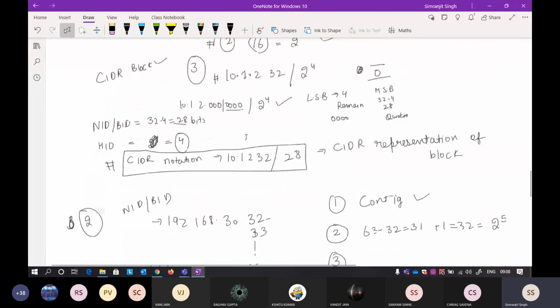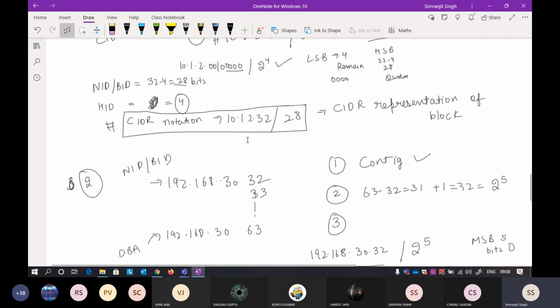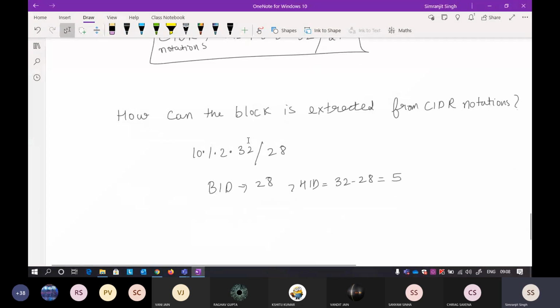Let me verify it. I think I've made a mistake here. So 32 minus 28 means the host ID part is 4 bits.